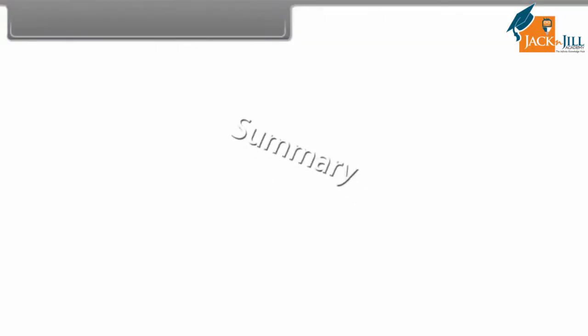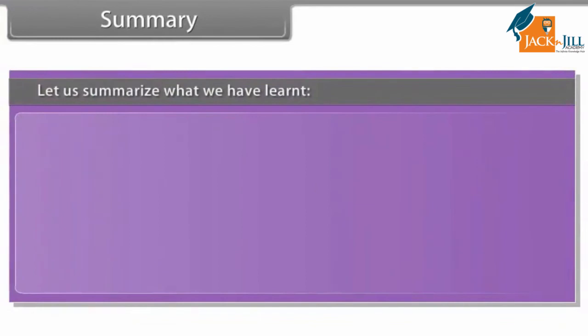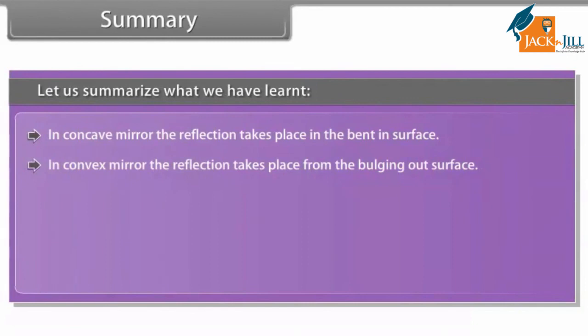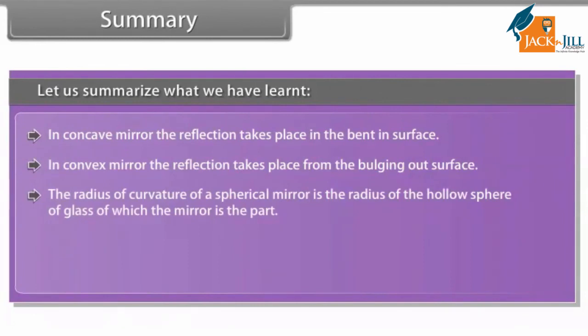Summary. Let us summarize what we have learned. In concave mirror, the reflection takes place in the bent in surface. In convex mirror, the reflection takes place from the bulging out surface. The radius of curvature of a spherical mirror is the radius of the hollow sphere of glass of which the mirror is a part.